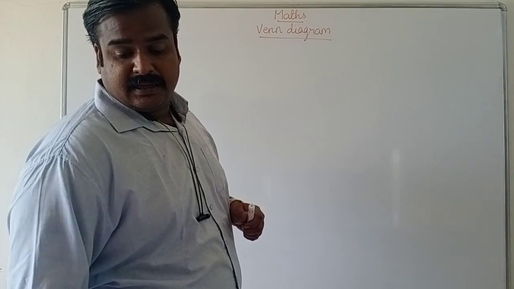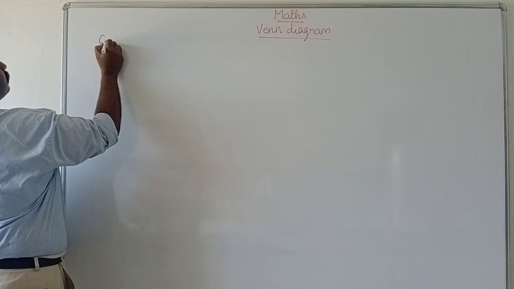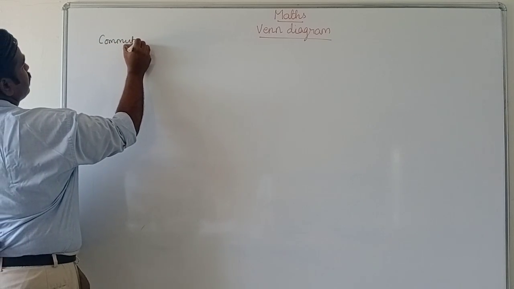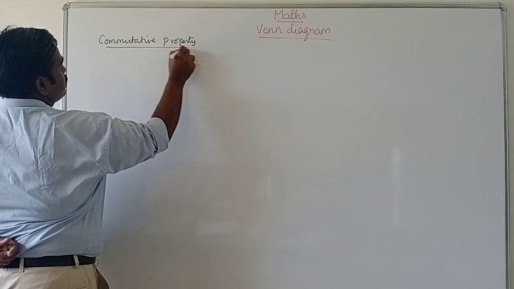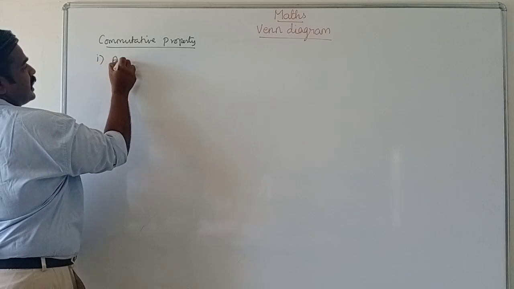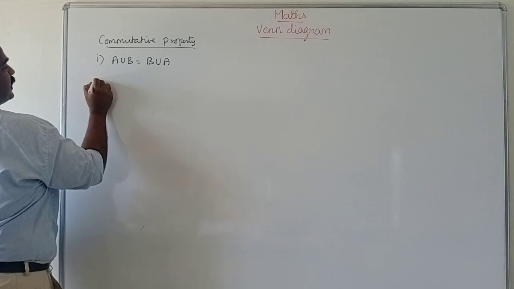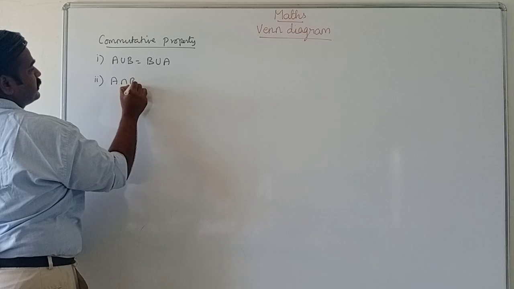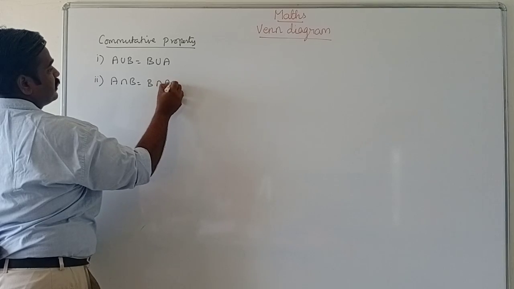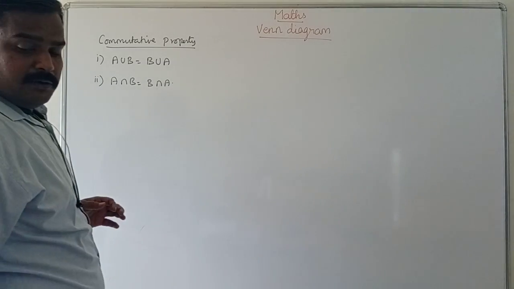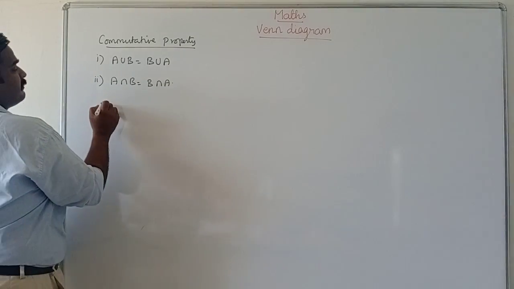First we will see how to prove the commutative property using the Venn diagram. So what is the commutative property? There are two properties: A union B is equal to B union A, and A intersection B equals B intersection A. Both come under the commutative property. We are going to prove these two properties using the Venn diagram. Let me take them one by one.